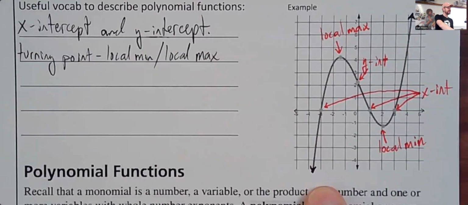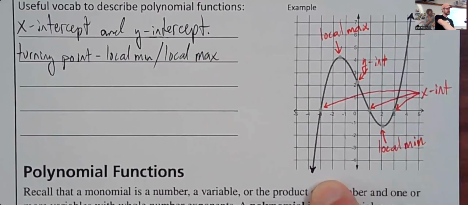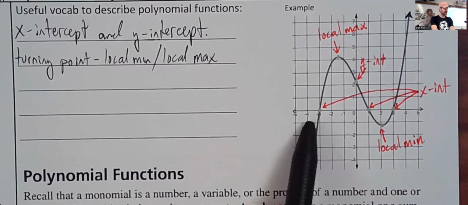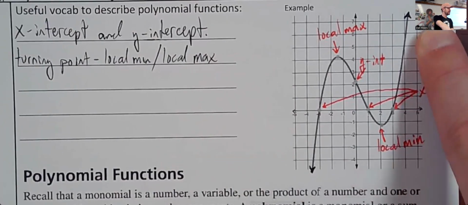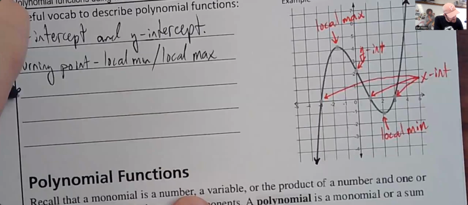So, here's an end here. This end goes down forever on the y-axis, as x also goes down forever. Over here, the y goes up as x goes up forever. So end behavior, write that down, end behavior.